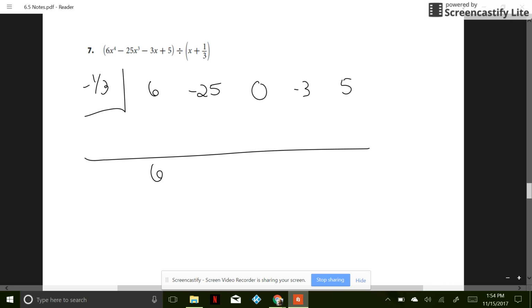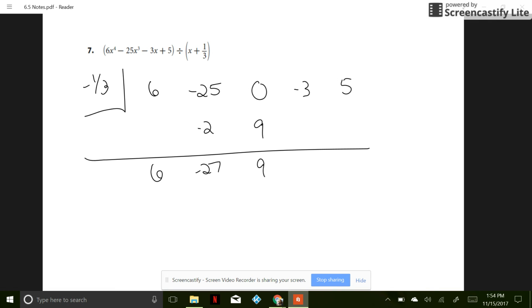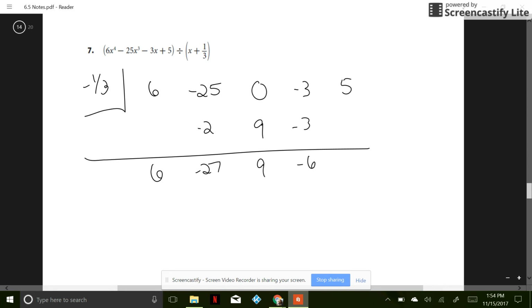So now we multiply negative 1/3 times 6 will get us negative 2. Then we add negative 25 plus negative 2 is negative 27. Multiplying again. Negative 1/3 times negative 27 gets us a positive 9. 0 plus 9 is 9. Negative 1/3 times 9 will get us negative 3. We add negative 3 plus negative 3 is negative 6. Multiplying, negative 1/3 times negative 6 will get us a positive 2. 5 plus 2 is 7.